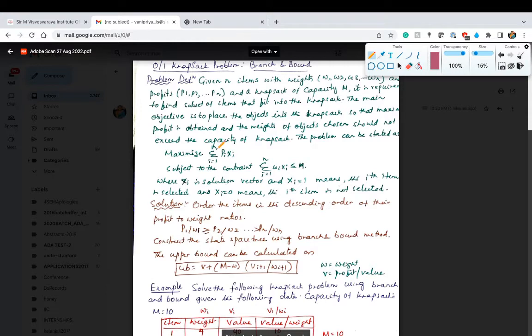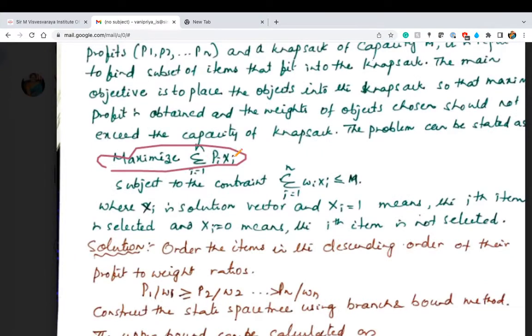So we can state the problem statement as: we need to maximize the profit, the summation of P of i, where i runs from 1 to n. Then why do we have this xi here? Because xi says whether the ith item has been chosen or not. If you are choosing the ith item, the xi value will be 1, otherwise it will be 0. So maximize the summation of profit pi into xi. Xi will be given as a solution vector.